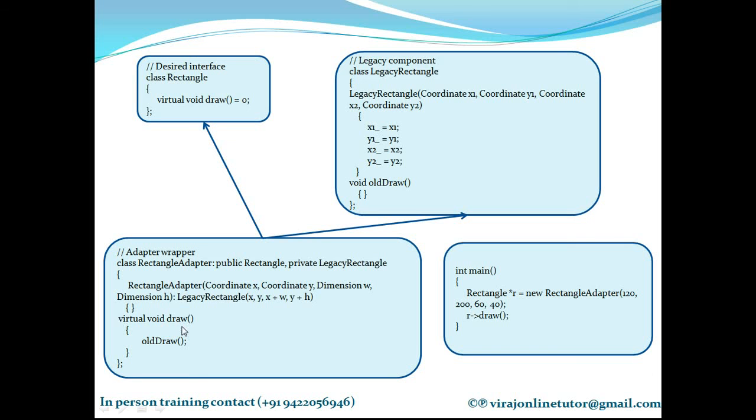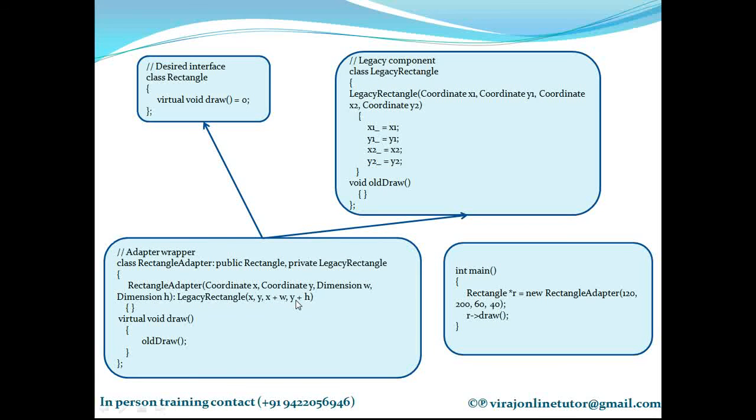And then in the draw function, which is what I am expecting, internally I am calling old draw. So this is the adapter which converts the required interface into the interface that is already there. So I am converting the existing interface into the interface that I am expecting.